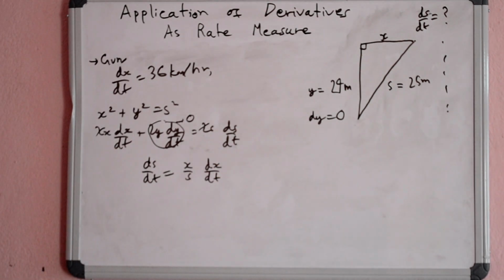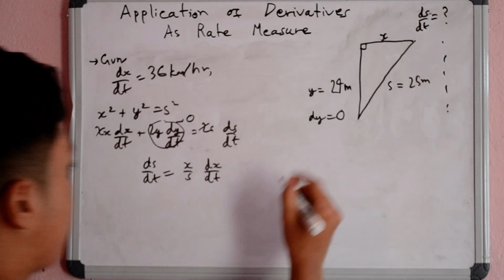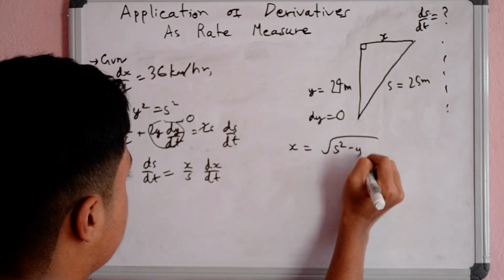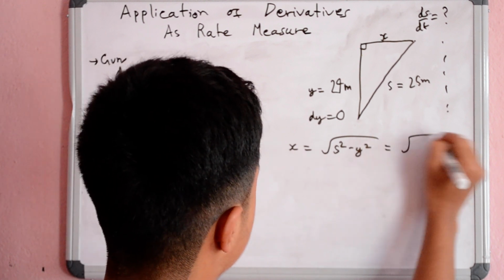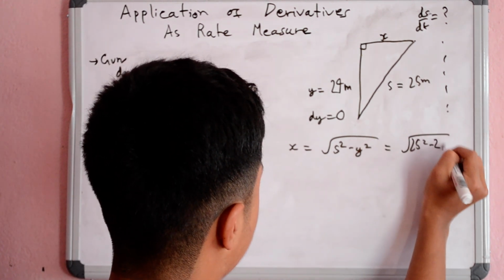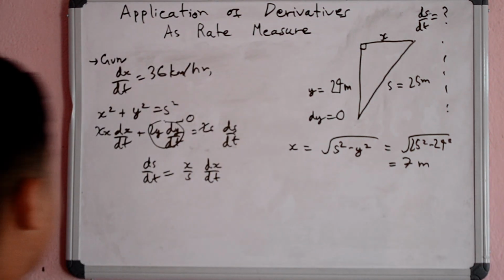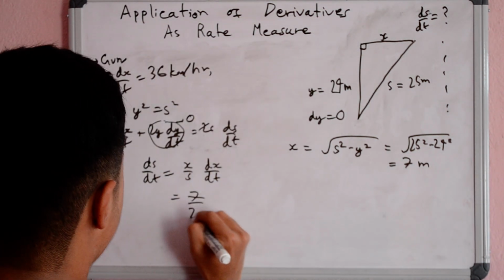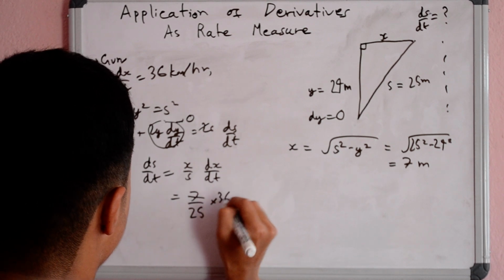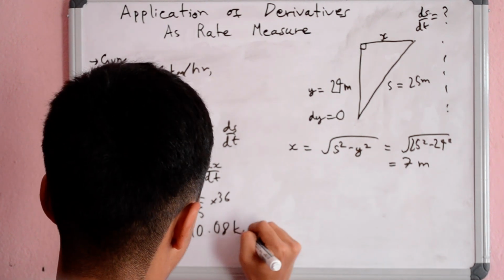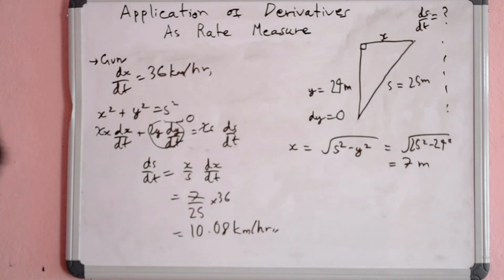Now, what is x? Well, again from the Pythagoras theorem, we have x equals root of s square minus y square, which is root of 25 square minus 24 square, which is 7 meter. So here this is 7 by 25 into 36, which gives us the answer 10.08 kilometer per hour. This is the required answer.